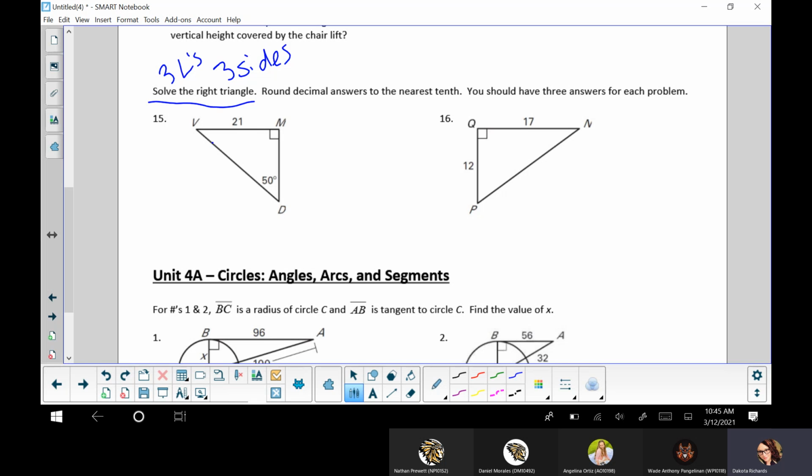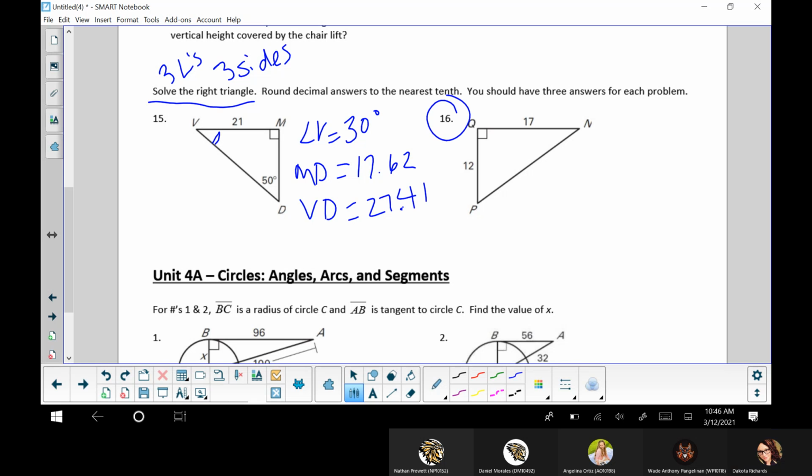So on 15, you're going to need to find that angle V, and that's very easy. You just subtract from 180, and that's 30. MD, that side's going to be 17.62, and VD is going to be 27.41. So you can go back and do those and check your work.